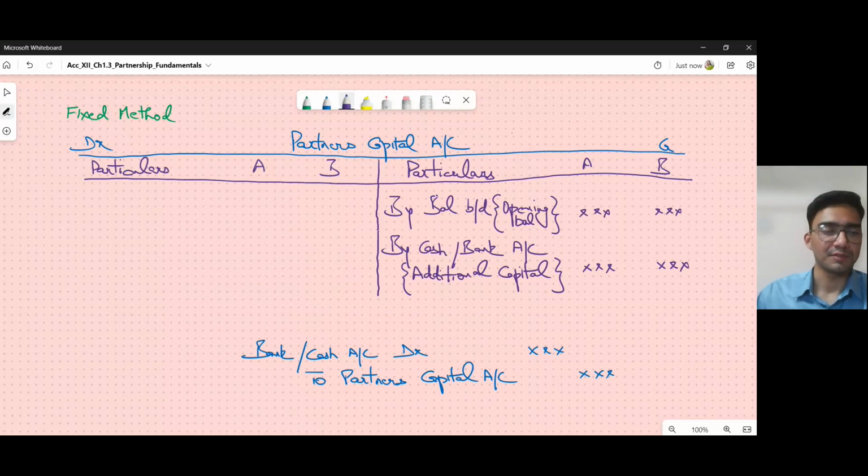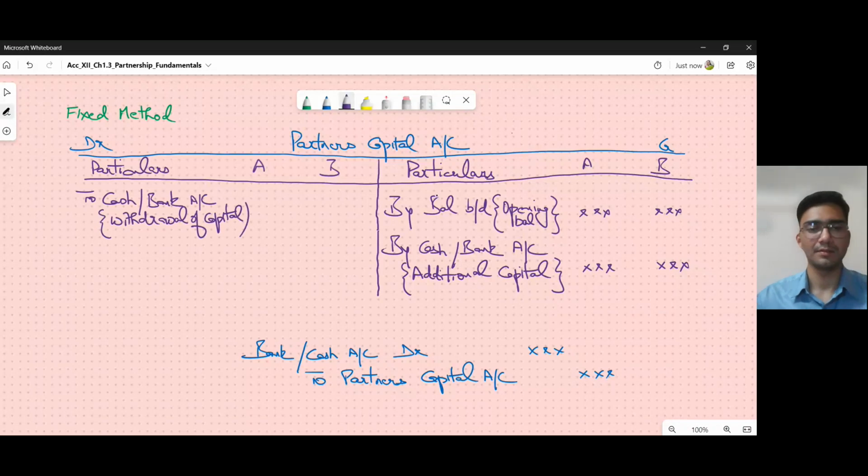If I go to the debit side, the first entry to write here is the withdrawal of capital. So when the partners, suppose we have A and B, decide to withdraw some of their capital during the year, what will be my entry? To cash or bank account. In brackets, I will write it as a withdrawal of capital. Whatever may be the amount they are deciding to withdraw during the year.